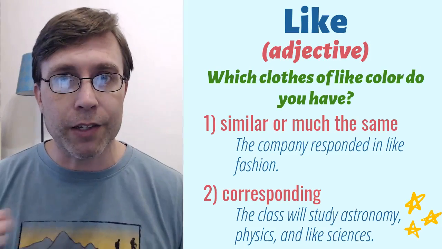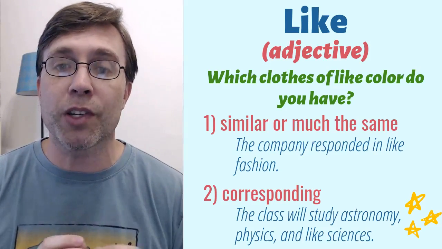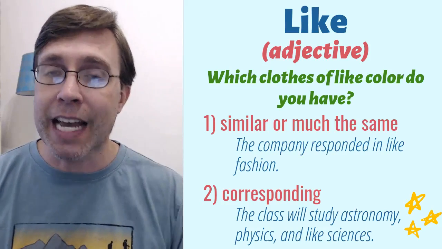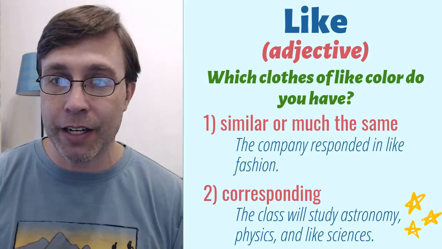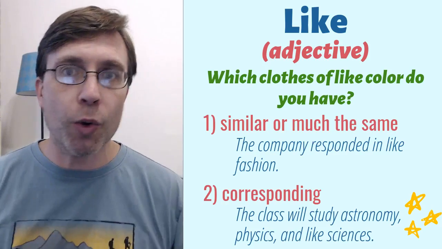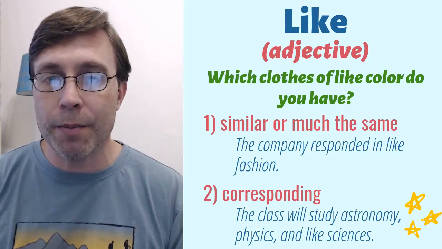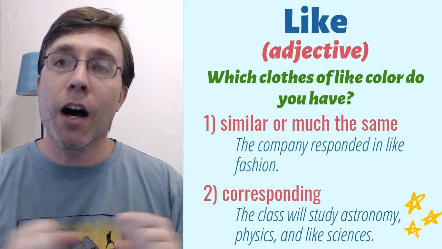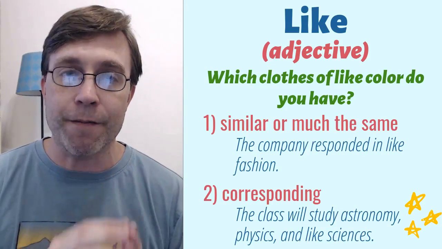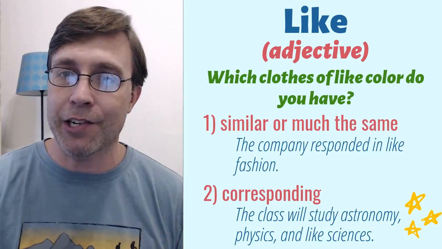Corresponding. If multiple things correspond, I could say the class will study astronomy, physics, and like sciences. Again, it's used as an adjective to modify sciences. And we're talking about things that are corresponding to those other subjects. The class will study astronomy, physics, and like sciences. Other sciences that correspond with astronomy and physics. So this would be like used as an adjective.